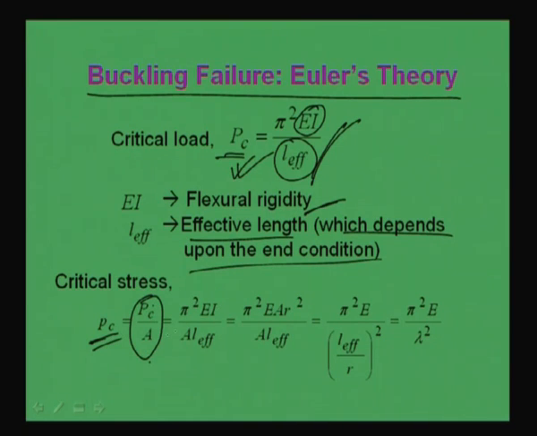So, if I divide this, P c is nothing but pi square E I by L effective square. So, this will become pi square E I by A into L effective square, right. Again, I is defined as A into r square, I can be written as A r square, okay, where r is the radius of gyration and A is the cross sectional area, right. Now, A will get cancelled. So, it will become pi square E by L effective by r whole square, where L effective by r is nothing but the slenderness ratio, which can be named as lambda. So, we can simply write pi square E by lambda square. So, critical stress due to buckling can be termed as pi square E by lambda square, which will be required for calculating the allowable stress in compression in the compressive member.